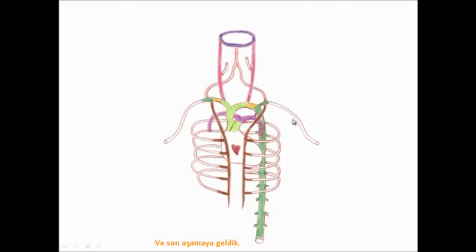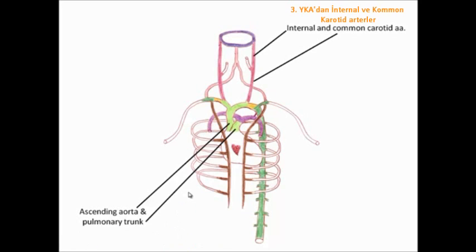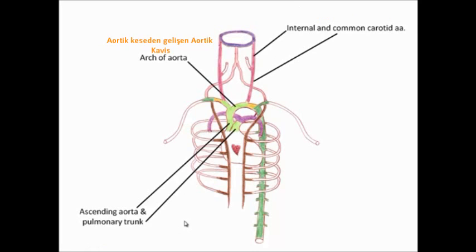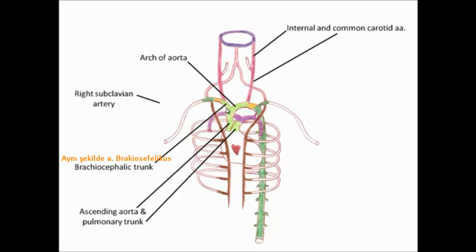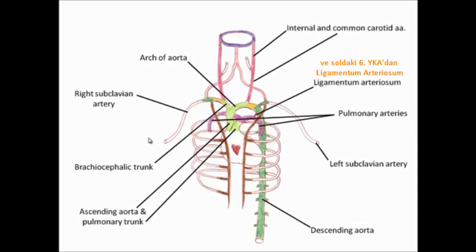And here we are at our final step. The mature blood vessels have formed, color-coded the same way as before, from the aortic arch, ascending aorta, and pulmonary trunk. Internal and common carotid arteries from the third arch. Arch of the aorta, coming largely from the aortic sac, as is the proximal brachiocephalic trunk. Right subclavian artery from the seventh intersegmental artery, as is the left. Descending aorta from the dorsal aorta. Pulmonary arteries from the sixth aortic arch, and the ligamentum arteriosum from the sixth aortic arch on the left.